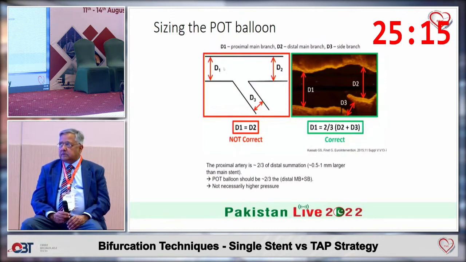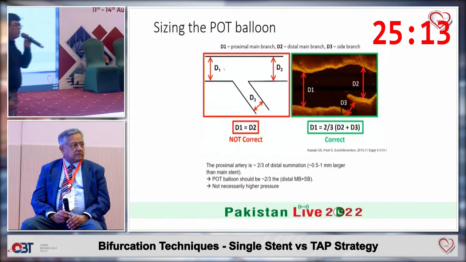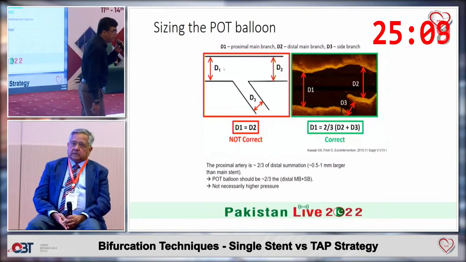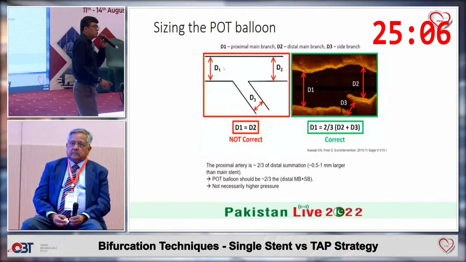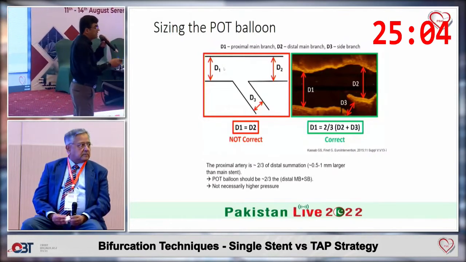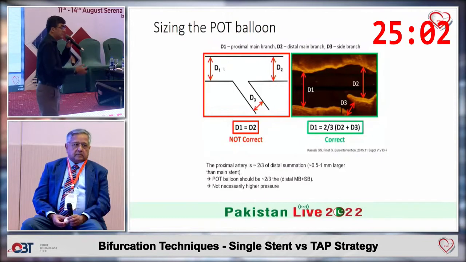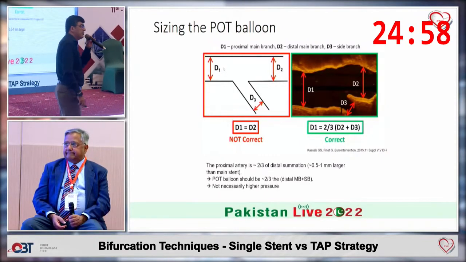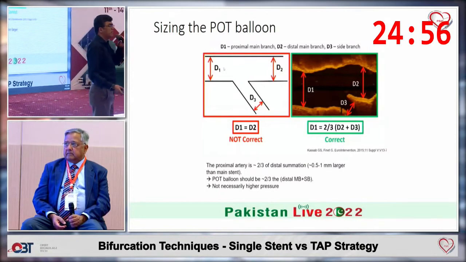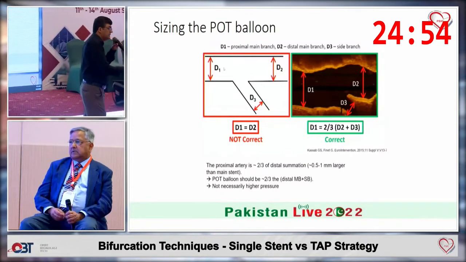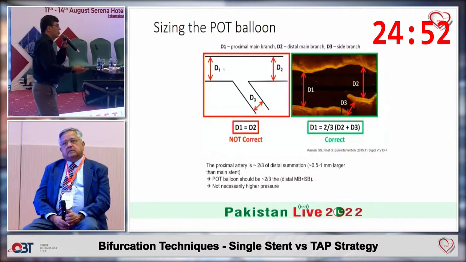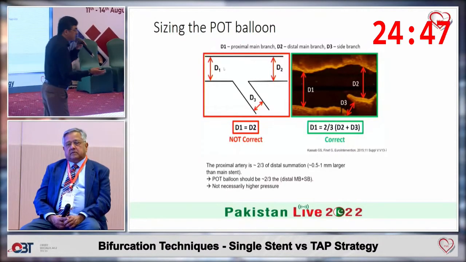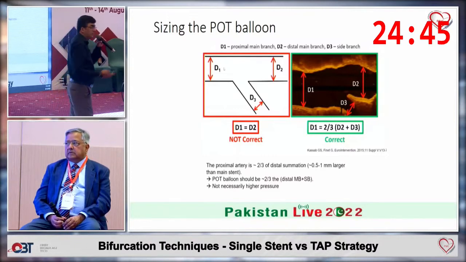So this is about sizing the POT balloon. Always remember when it comes to the coronary arteries, Finet's law is used. The main branch is never the sum of the two branches, it's always less than that. So for the POT balloon, it is 2/3 of the sum of the side branches. For example, if the two side branches are 4 and 2, or 3 and 3, that's 6, so 2/3 comes out to be 4. It's never 6. So always take a POT balloon size 2/3 of the side branch sizes. It's again true for the final kissing as well.